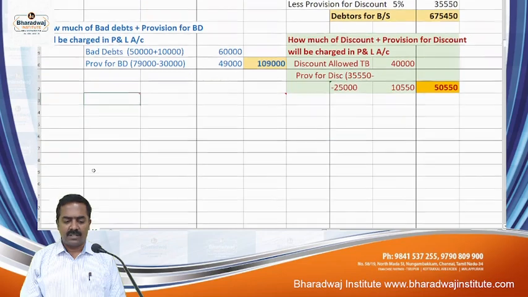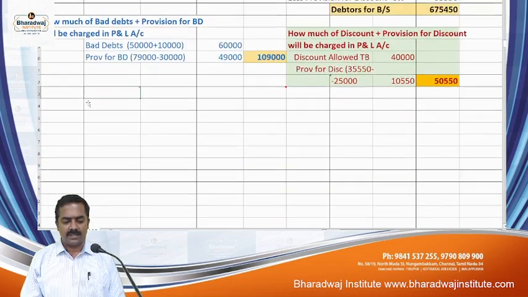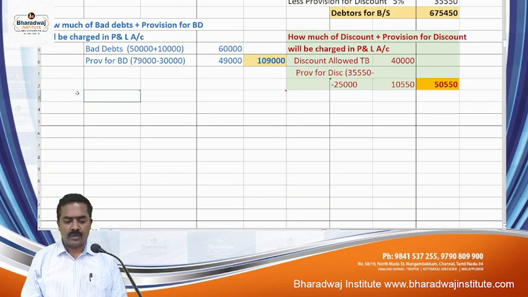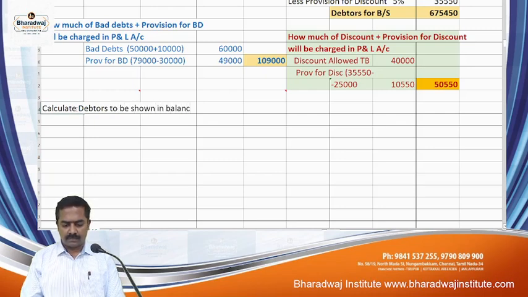Can you work out? Not the same one. Take up this. Have you copied this over? Okay, take up this problem. Calculate debtors to be shown and bad debts to be charged.